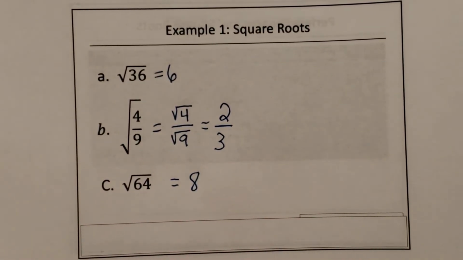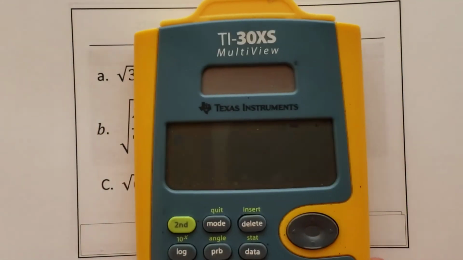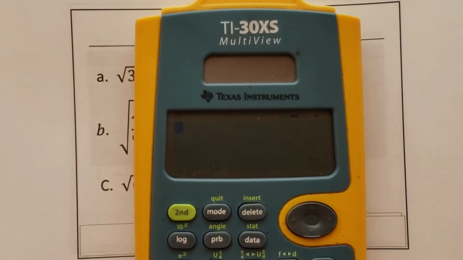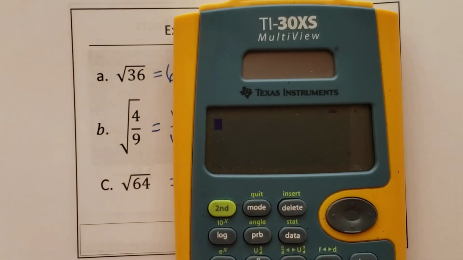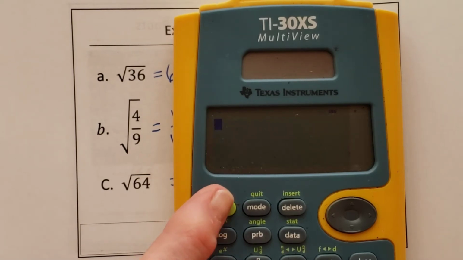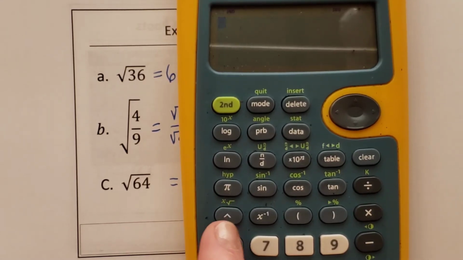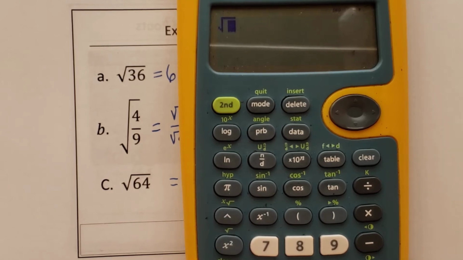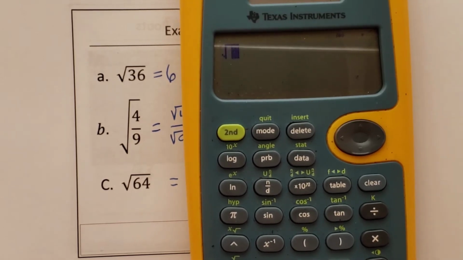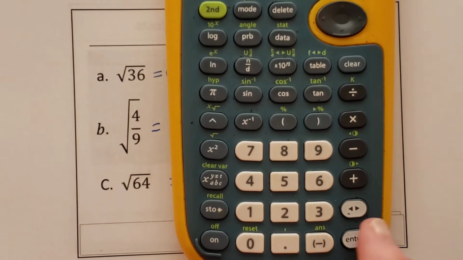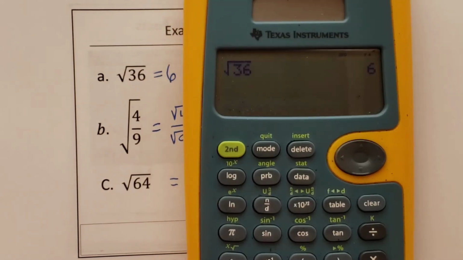Now, I do want to show you on a calculator, because if you have this calculator that we've been talking about all semester, this does a lot of this work for you. So for the first one, the square root of 36, you have a second button right here. You'll hit the second button, and then above the x squared button, you have a radical sign. If you hit that, you can see it comes up on your calculator screen. So if I want to know what the square root of 36 is, I just type it in, hit enter, and it tells me the answer is 6.